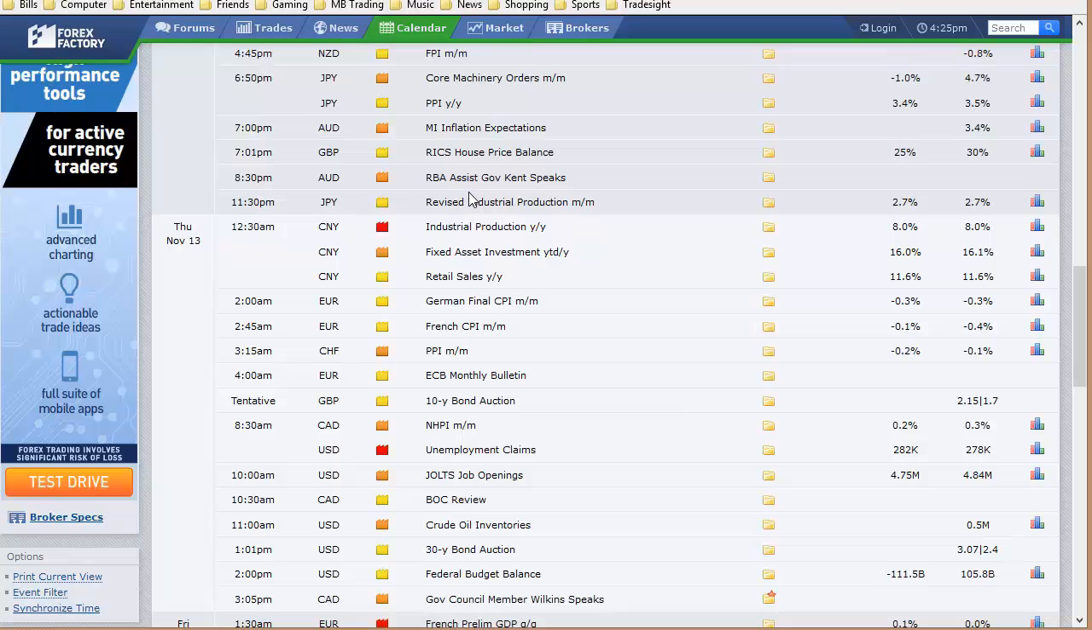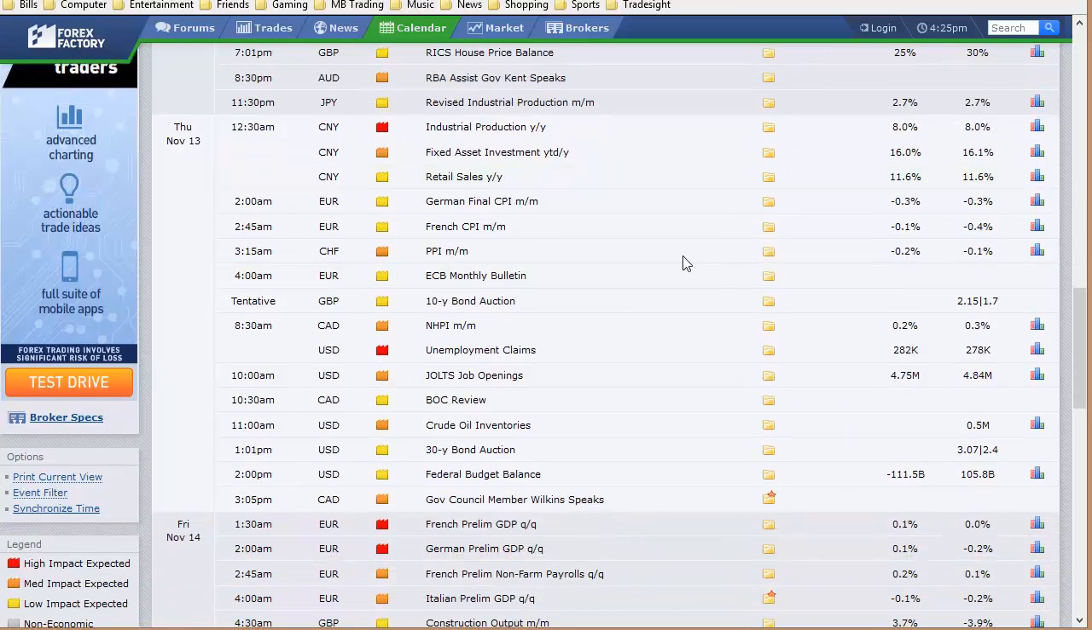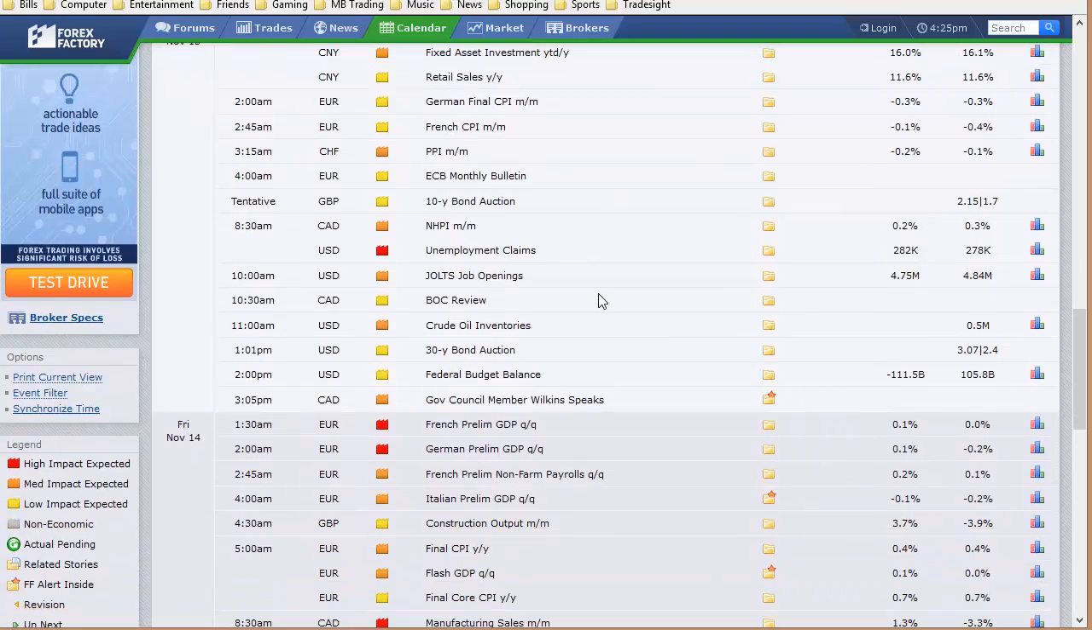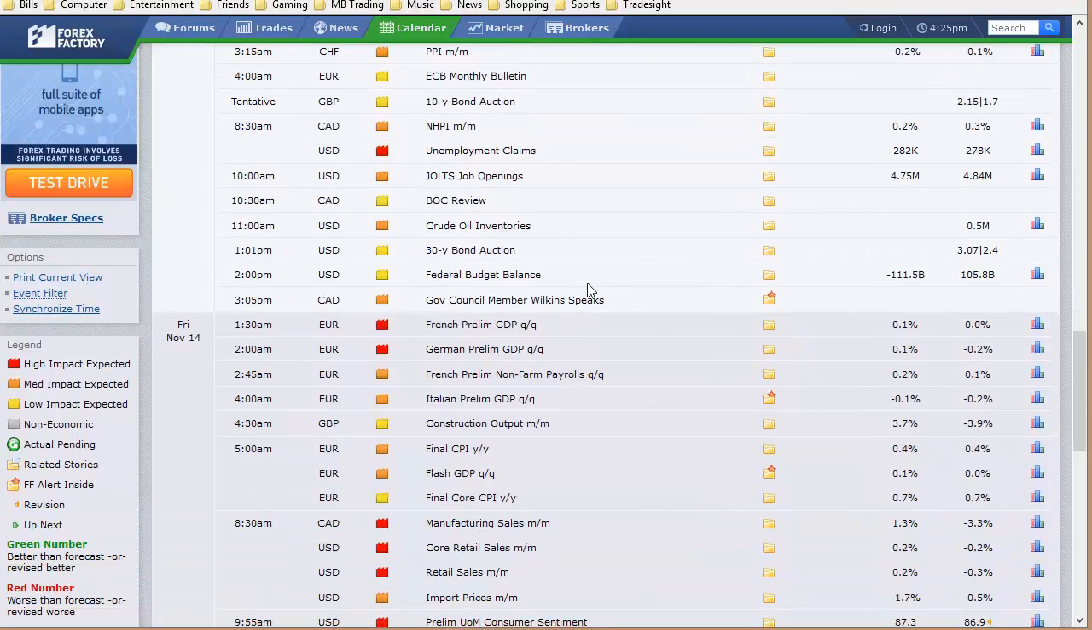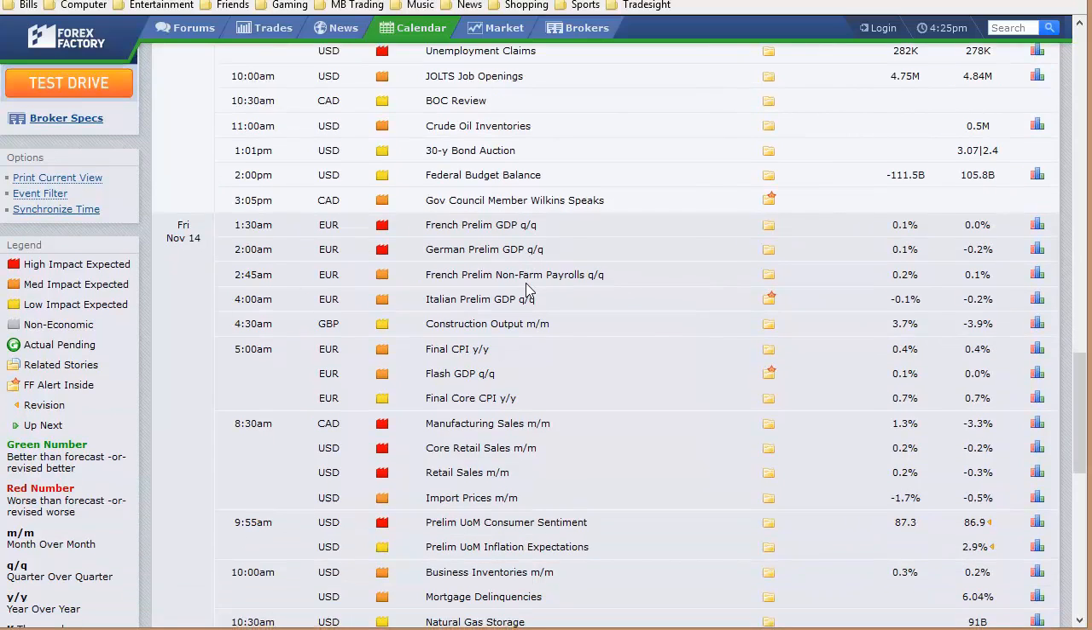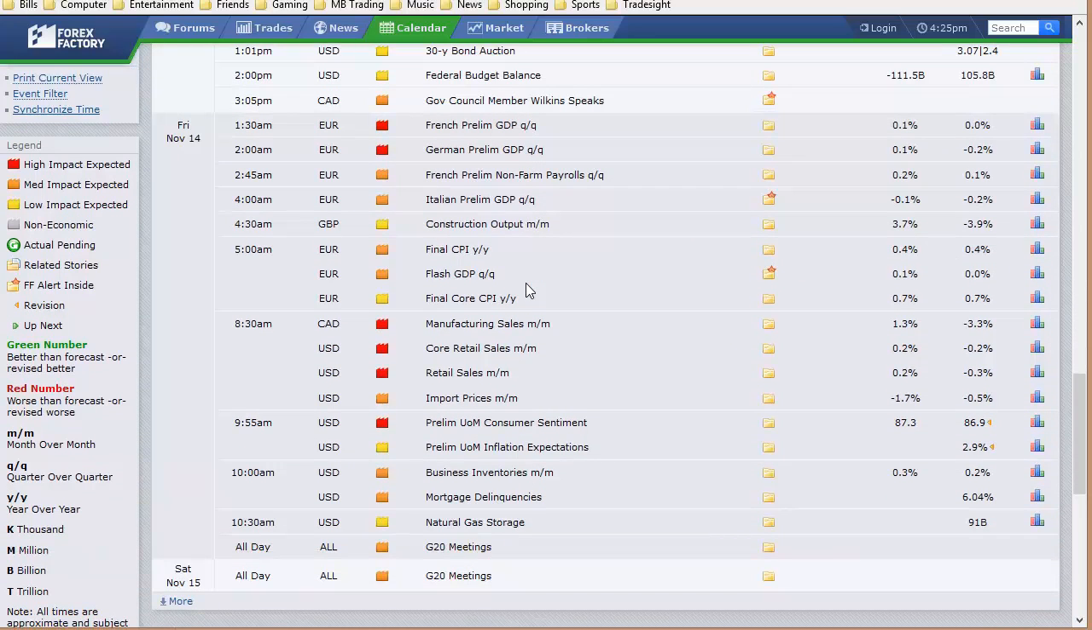We've got China's industrial production and fixed asset investment along with their retail sales going into Thursday. German final CPI, French CPI, and Swiss PPI all going in the wee hours of Thursday morning here in the U.S. 10-year bond auction out of the U.K. The weekly unemployment claims data out of the U.S. and the JOLTS job openings. Canada's Bank of Canada review. Crude oil inventories in the U.S. 30-year bond auction. The Fed budget balance number at 2 p.m. Eastern time, Thursday afternoon. And then on to the G20 meetings.